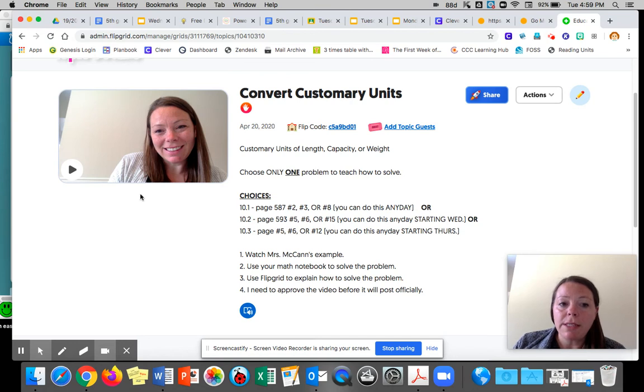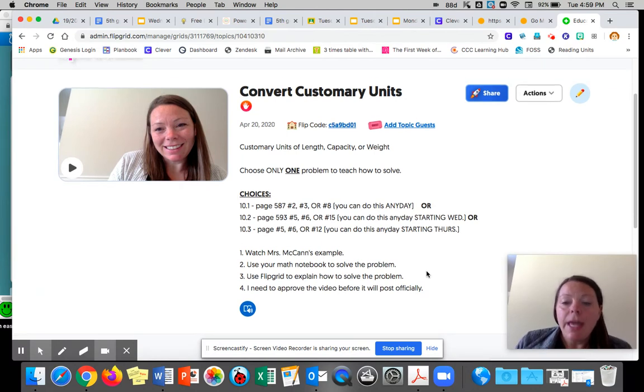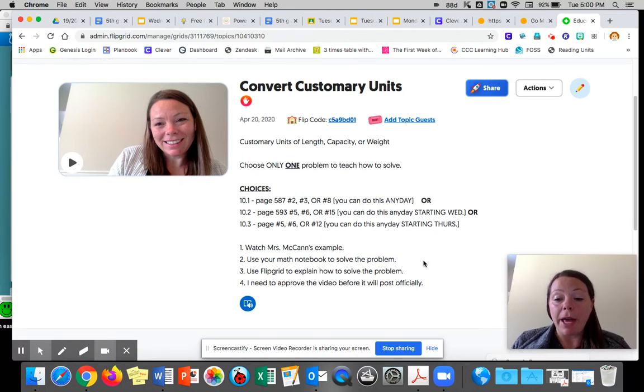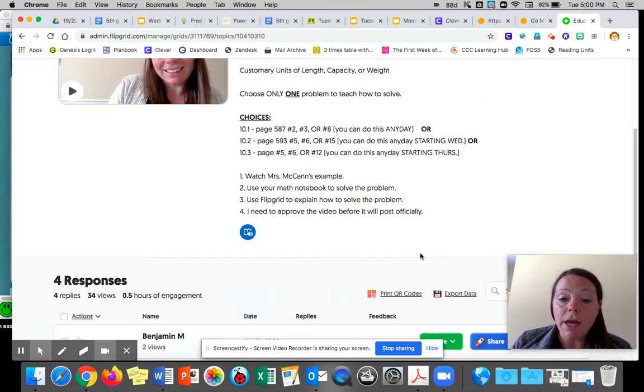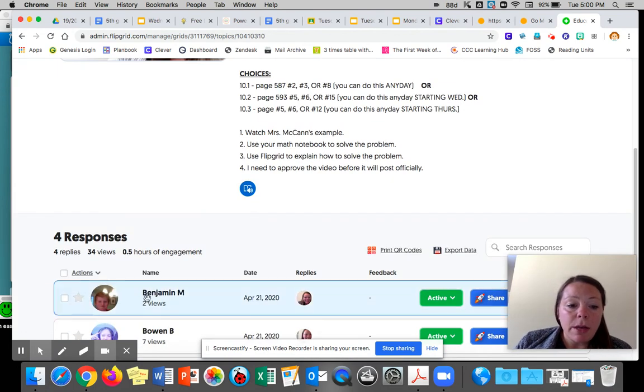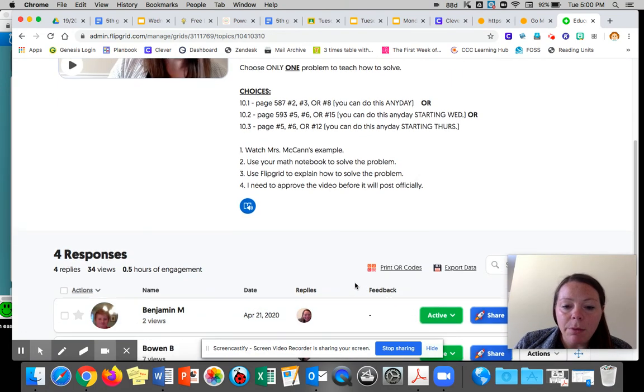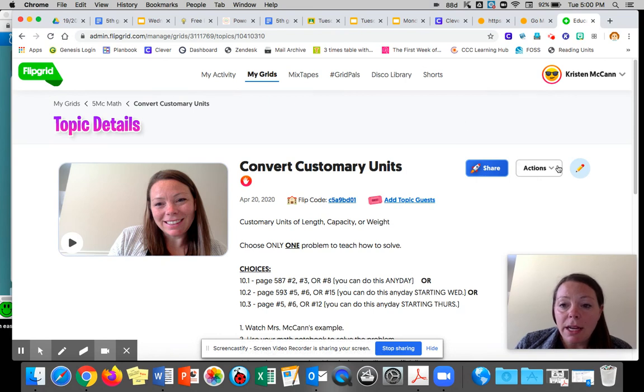Watch my example up here first. Use your math notebook to solve the problem. Solve it on a piece of paper, all right? I want you to try and show us that example. It's a little awkward, it's a little backwards because you're pointing to the paper, but that's okay. You're going to explain how you solve the problem, and then it's not going to show up for you right away. I have to go in and watch your video and approve it, okay?